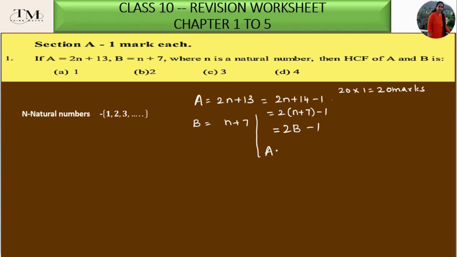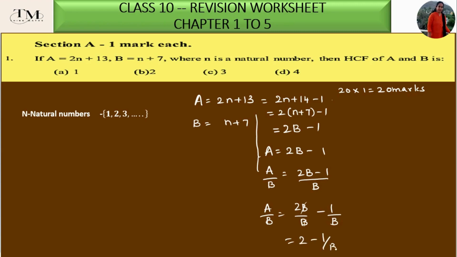So we got a is equal to 2b minus 1. Now dividing by b, I will get a by b equal to 2b minus 1 divided by b. So a by b will be equal to 2b by b minus 1 by b. So I am dividing by b for both the terms. So this b gets cancelled. It is 2 minus 1 by b. So I am getting a by b is equal to 2 minus 1 by b.